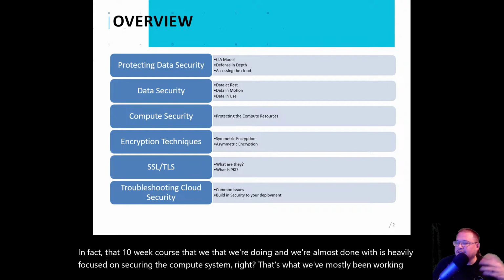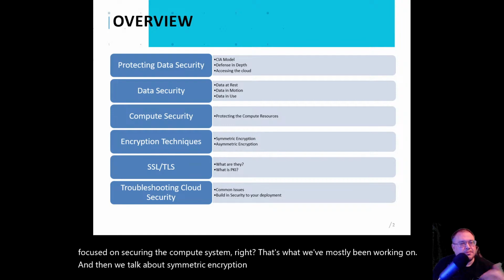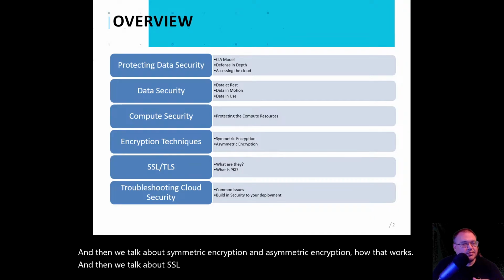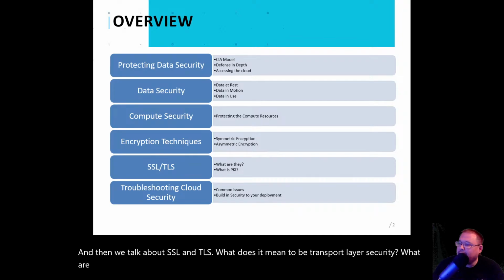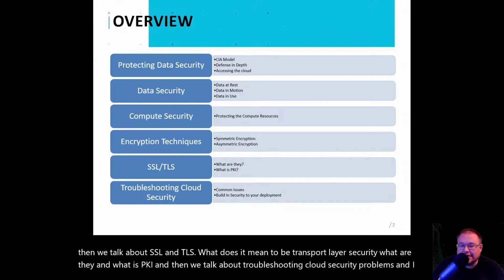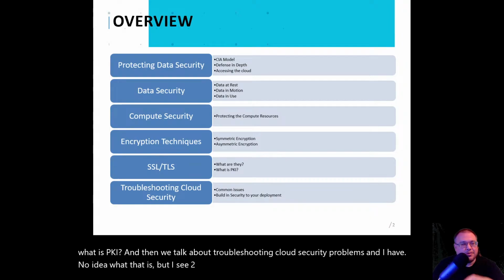And then we talk about symmetric encryption and asymmetric encryption and how that works. And then we talk about SSL and TLS. What does it mean to be transport layer security? What are they and what is PKI? And then we talk about troubleshooting cloud security problems. And I have no idea what that is, but I see two Linux words in that.